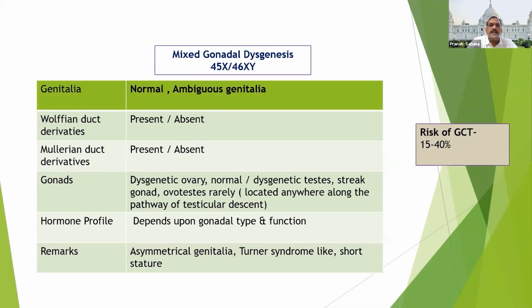Mixed gonadal dysgenesis is another condition in which the karyotype is usually 45X/46XY, and they can present with sexual ambiguity or with a female phenotype. Their gonads can be a dysgenetic ovary, a normal or dysgenetic testis, streak gonads, or rarely an ovotestis. The hormonal profile depends on the presence of gonadal dysgenesis and the function of the remaining gonad. They can also present with asymmetrical genitalia. An important feature is that they can present like Turner-like syndrome or with short stature.